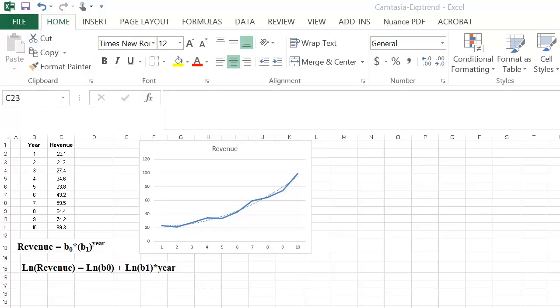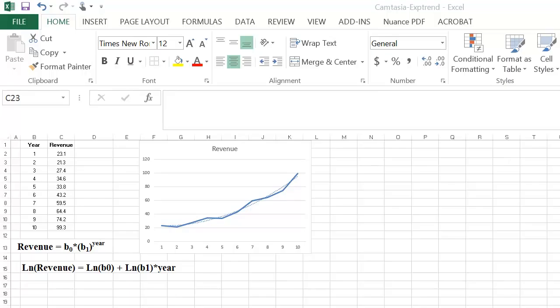Sometimes the time series for which you are doing the forecasting exhibits a nonlinear trend. For instance, if you look at column C here, which shows 10 years worth of revenue data, when that revenue data is plotted, as you can see in the chart on the right hand side, the pattern that's evident clearly shows a nonlinear trend.